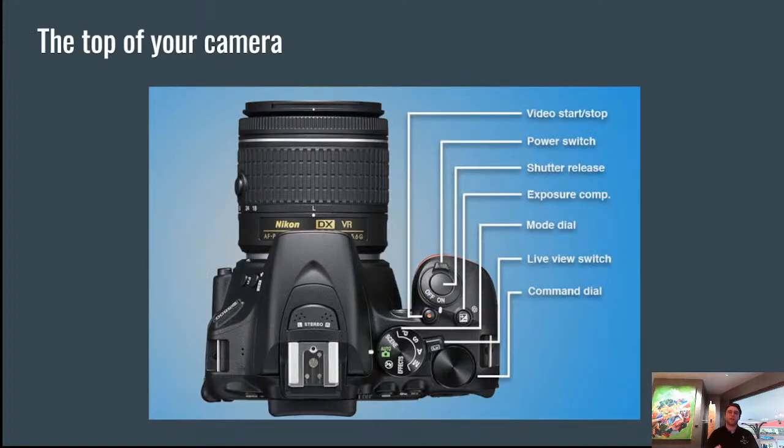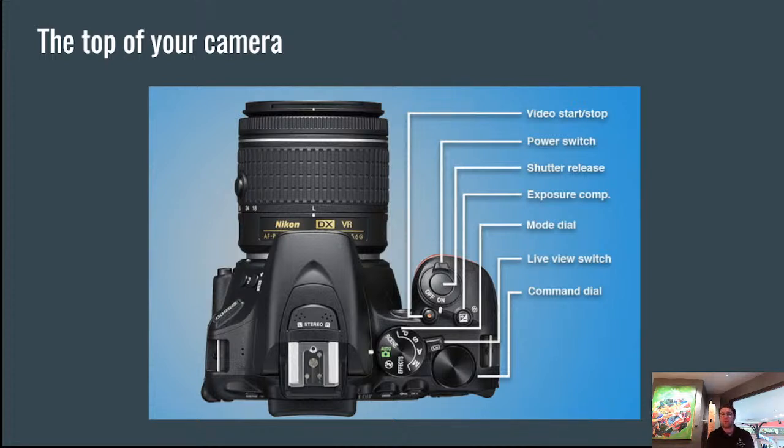So, starting at the very top, the video start and stop button, it's typically going to be a symbol of a red dot, and that's your record button. Almost every single camera out there can do both video and photo. So by pressing that red dot, it's going to start your video and stop your video automatically.